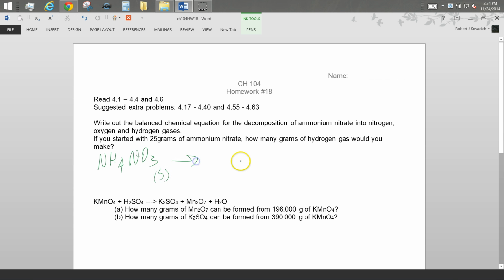It's a solid, and it's going to decompose into N2 gas and O2 gas and H2 gas. And balancing it, I need a 2 right here and a 3 right here and a 2 right there and a 4 right there. Is that good? 1, 2, 3, 4, 1, 2, 3, 4, 8, 8, 6, 6. Yeah, okay.